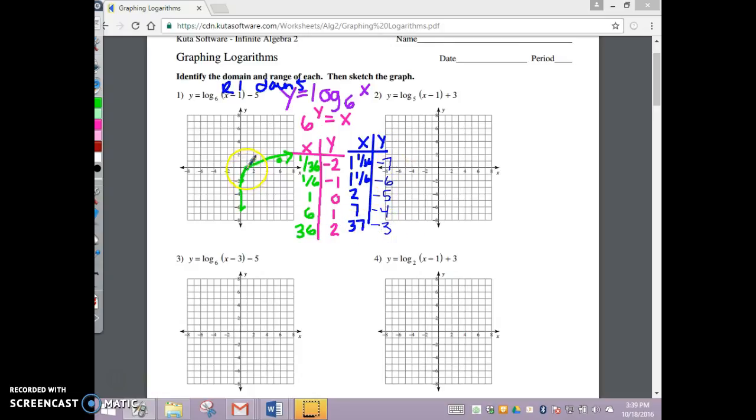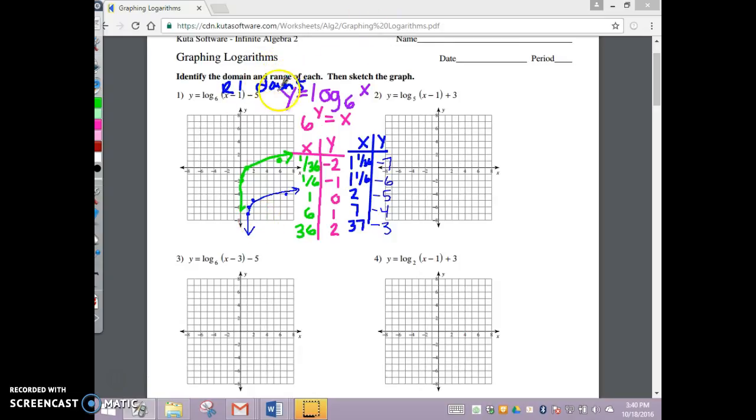So that's what I'm going to graph now. 1 and a 36th is down here at -7. 1 and a 6th is down here at -6. 2 is at -5. 7 is at -4. And there's my graph in blue.